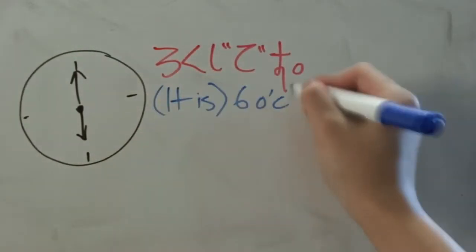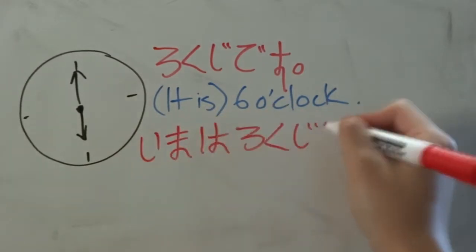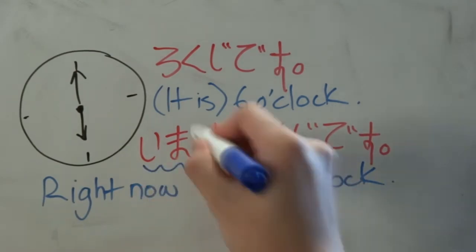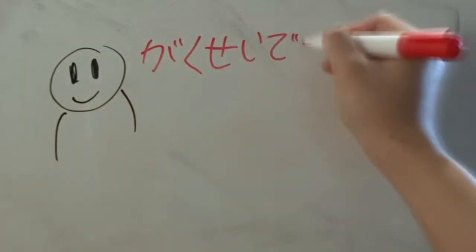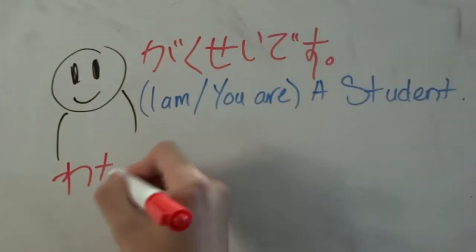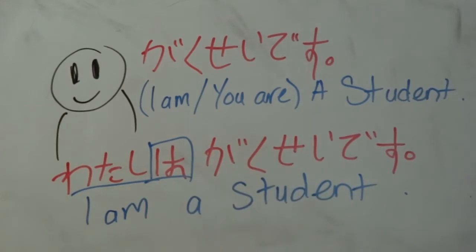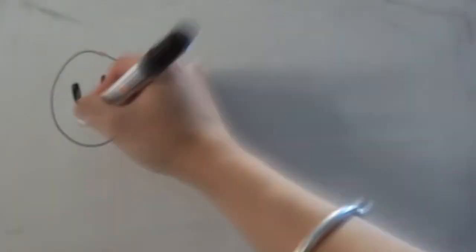Rokuji desu, 6 o'clock. Ima wa rokuji desu. Right now it is 6 o'clock. Gakusei desu. A student. Watashi wa gakusei desu. I am a student. Perfect. Now let's move on with this test.